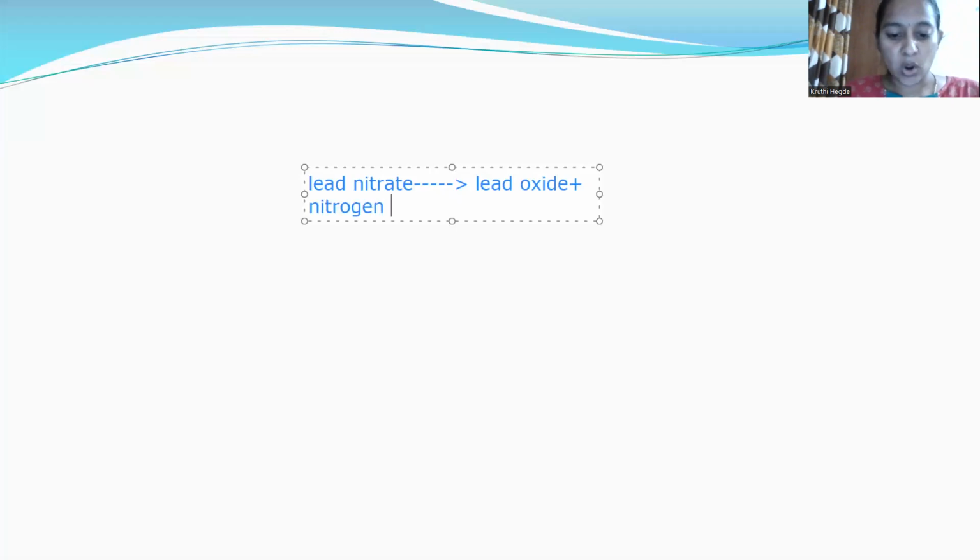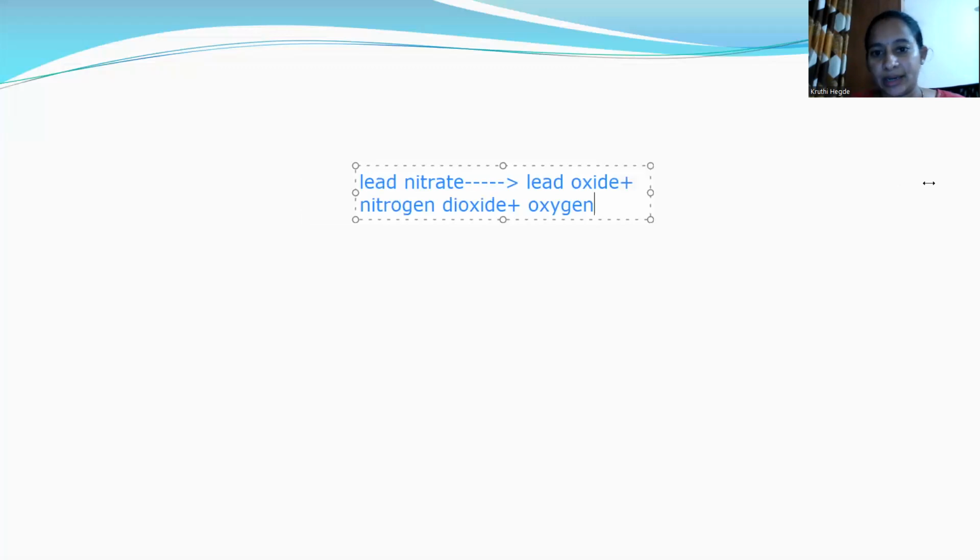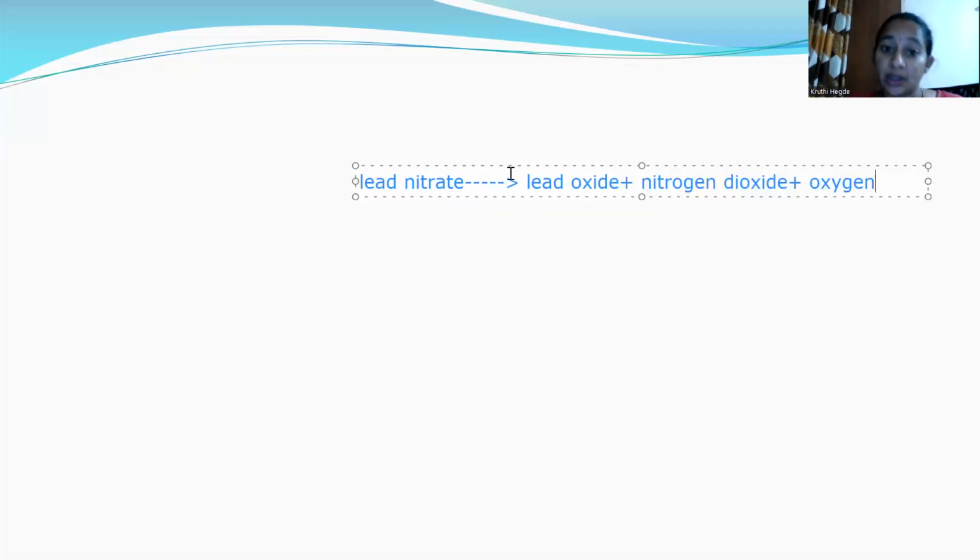Lead nitrate on decomposition produces lead oxide plus nitrogen dioxide plus oxygen. So these are three products of decomposition of lead nitrate. Okay, three products are produced. And here also heat is supplied. As heat is supplied, obviously it's called an endothermic reaction.